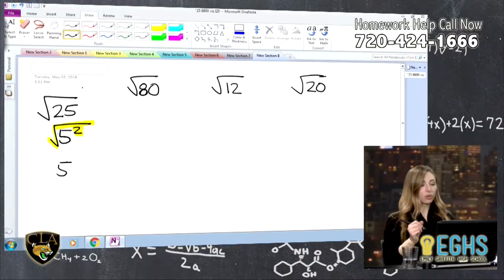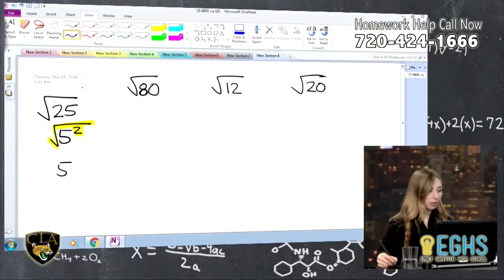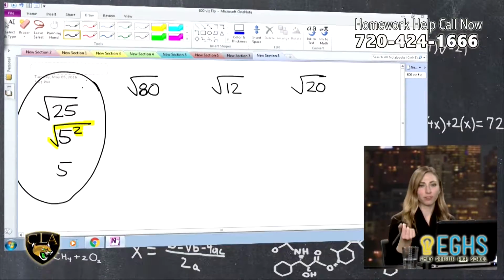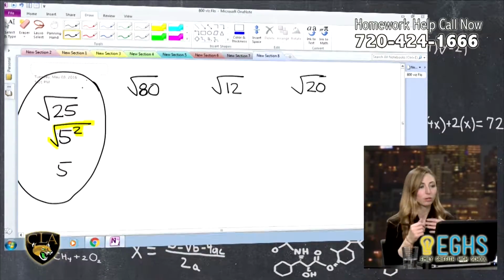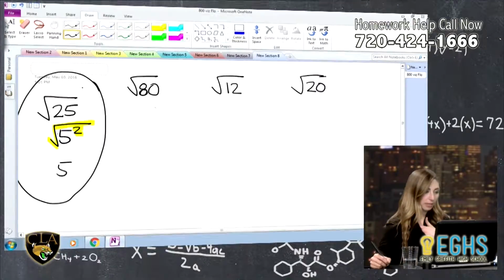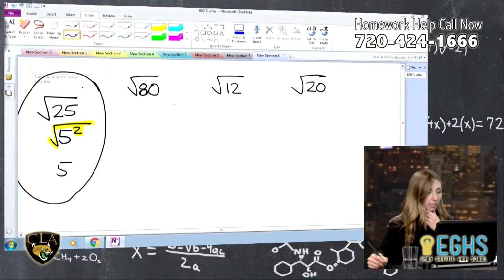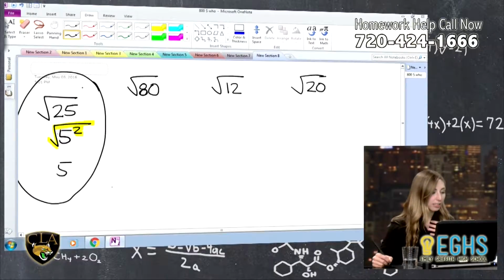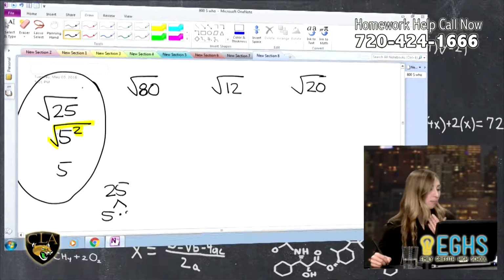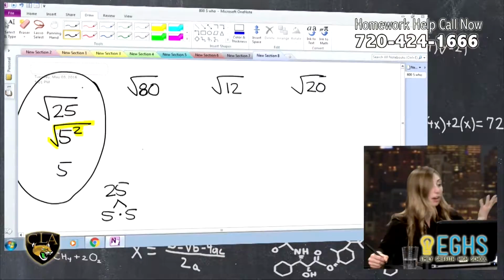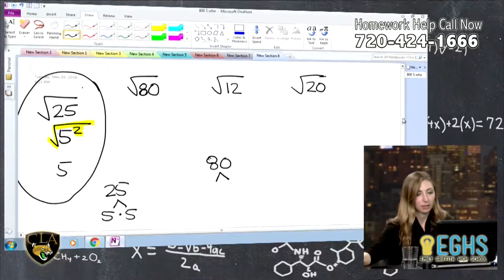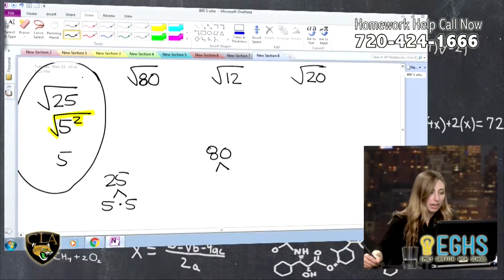Okay. So I used a number that is easily simplifiable to help us figure that out, but we're going to use the same concept on 80. Thinking of 25, the way I got 5 squared is I thought about the prime factors of 25. What multiplies to equal it? 5 times 5, so 5 squared. We're going to do the same thing with 80, so let's do a little factor tree.